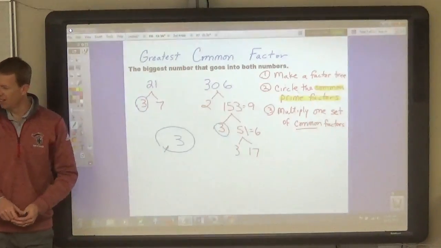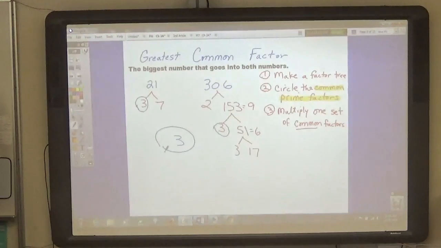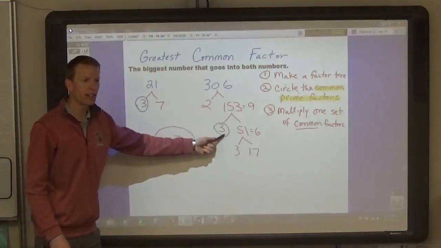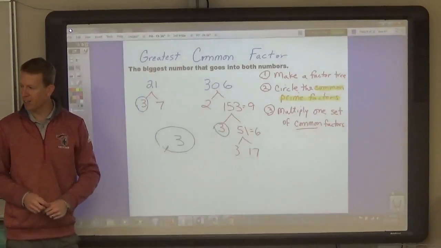Oh, that makes so much more sense. Okay? I knew it. You don't get it? I don't get it. 3 is the only number that we could circle in both factor trees.